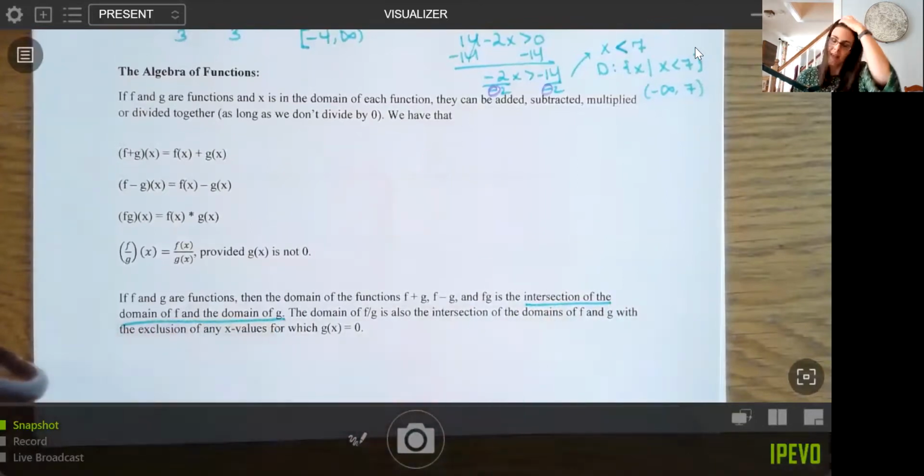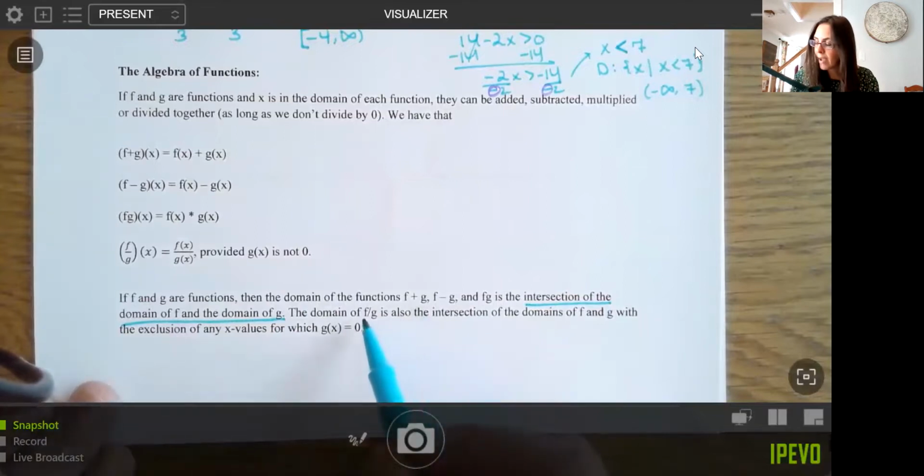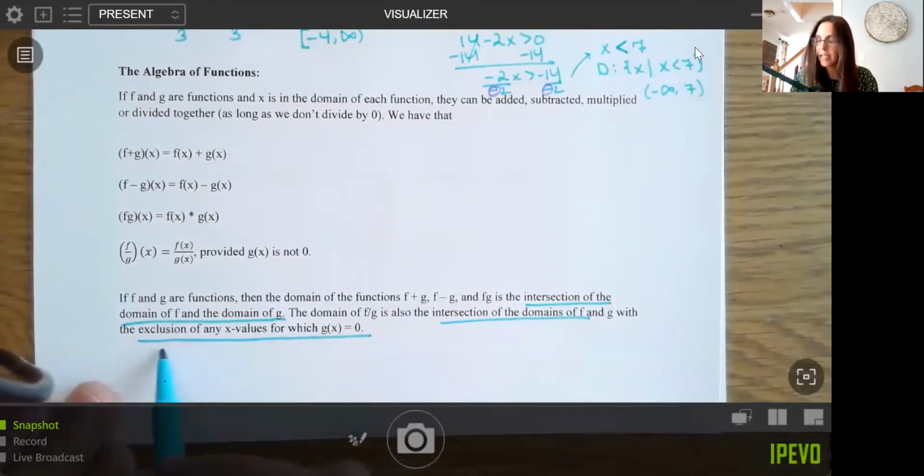So it just means that the x values have to work in both functions, right? So you can't just have that it works in f but not g. So you intersect, or kind of combine together, the two original domains. The same thing is true for f divided by g, but you also have to make sure that we exclude x values in which g is 0.